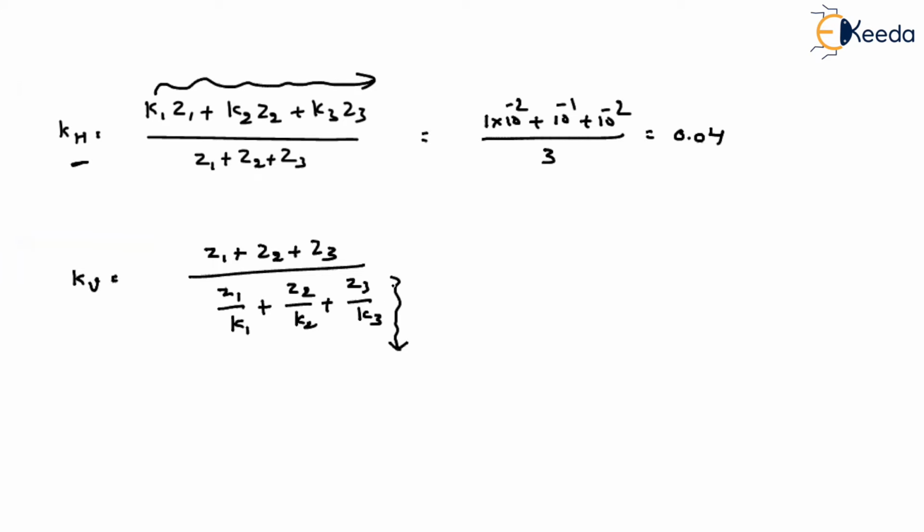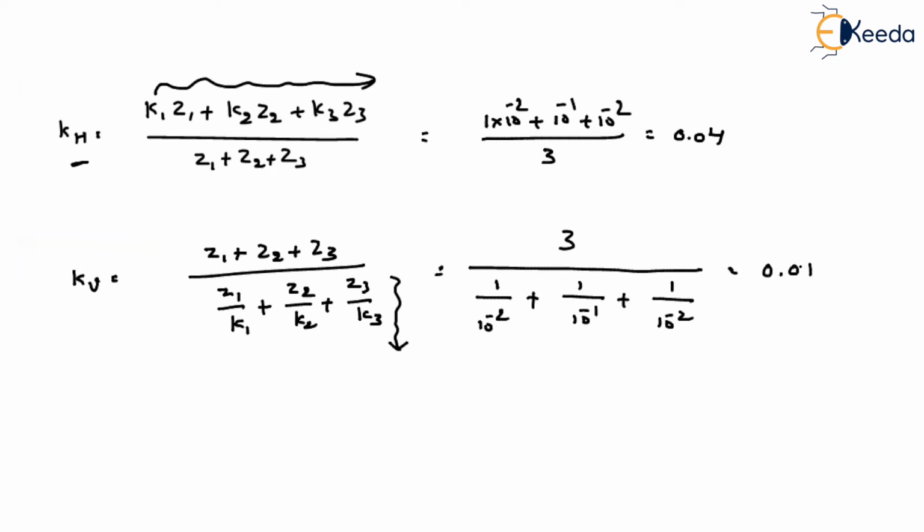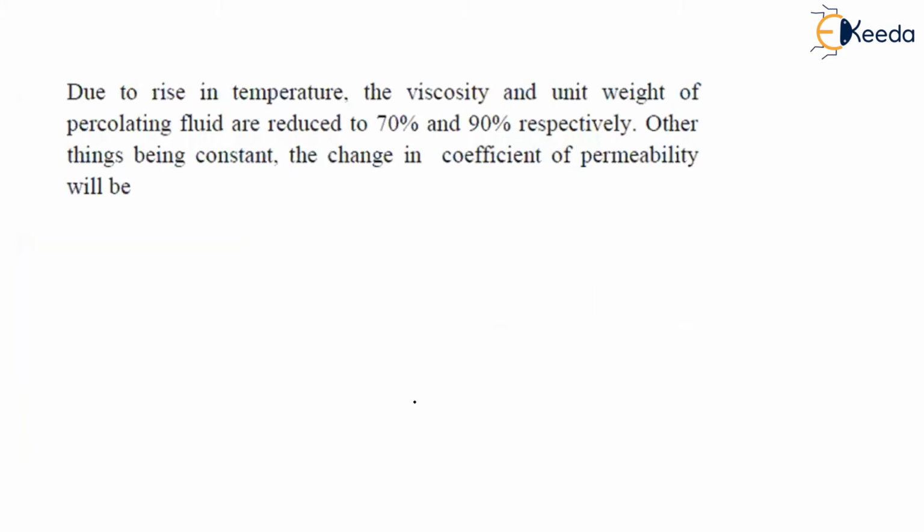So this is just a logic, so that you will not commit a mistake in the exam hall about which one to consider. So similarly, again Z1 plus Z2 plus Z3 equals 1 plus 1 plus 1, 3, divided by 1 divided by 10 power minus 2 plus 1 divided by 10 power minus 1 plus 1 divided by 10 power minus 2. If you solve this, we are getting 0.0142. They are asking us to find the ratio of horizontal to vertical. The horizontal value is 0.04 and the vertical value is 0.0142. If you solve this, we get a value of around 2.8. So this is also just a formula-oriented approach. Okay, move on to the next question.